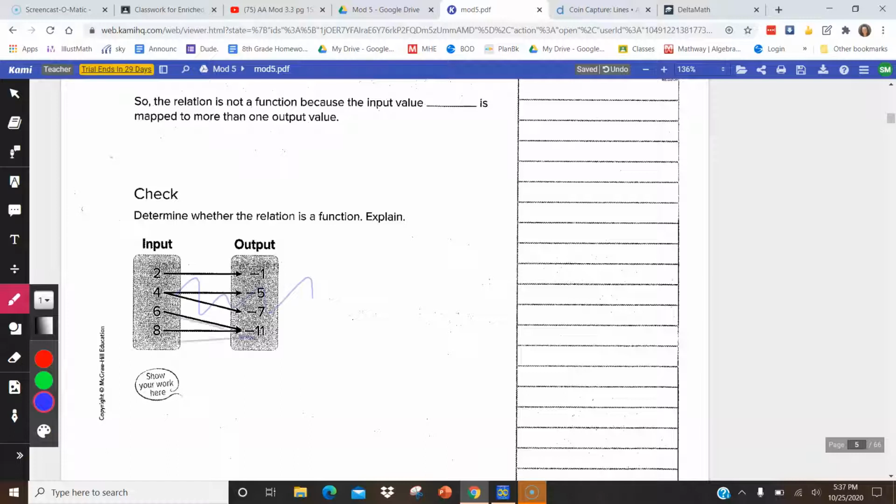Now, 6 and 8 could go to -11. Who cares? Outputs could be shared, we could go to so many different outputs, but you just cannot do it with inputs. Inputs you cannot put in twice.